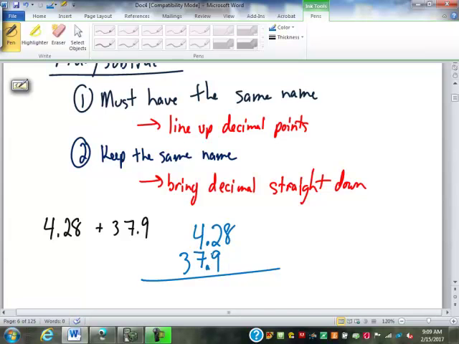Perfect. I make sure I line up the decimal point. So for the second number, I just put the decimal point right below the other one, and I work my way out in both directions. I'm going to fill in this missing 0 here so that they're both in hundredths. So it's 28 hundredths and 90 hundredths.